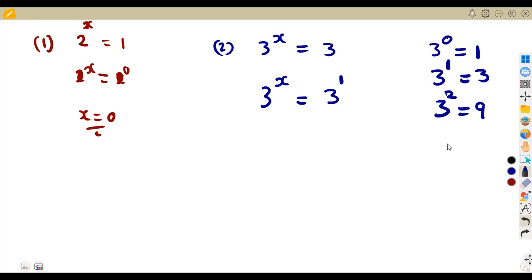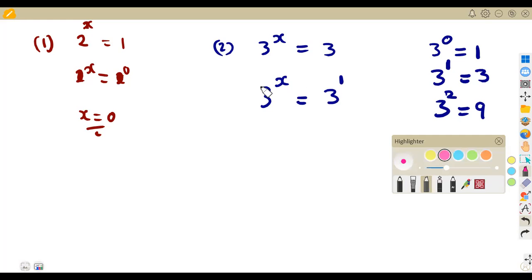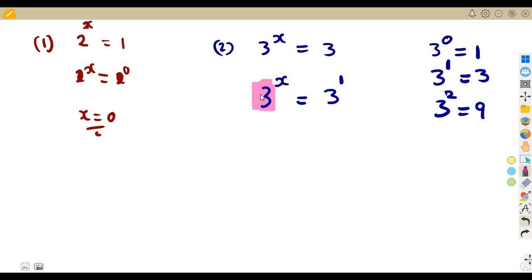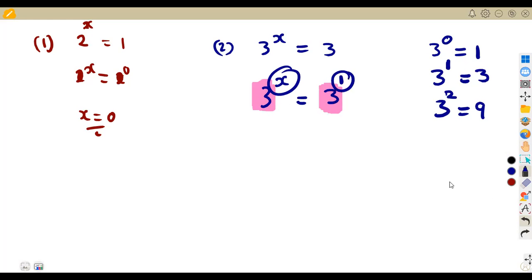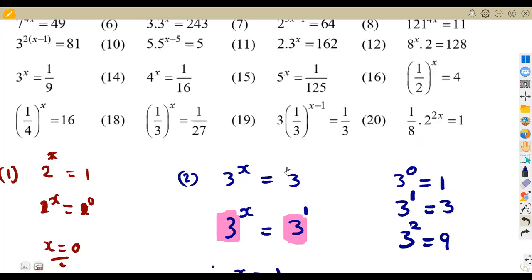So the moment, like I said, you see that your bases are the same, we can see that we've got 3 here. We also have a 3 here. So what are we going to do in that situation? You are going to equate our exponents. They are the same also. So x will be equal to 1. Okay, that is how we can have this.